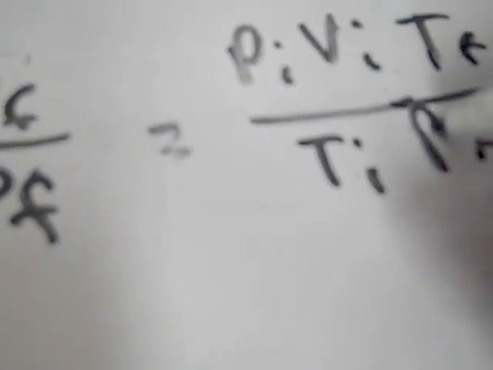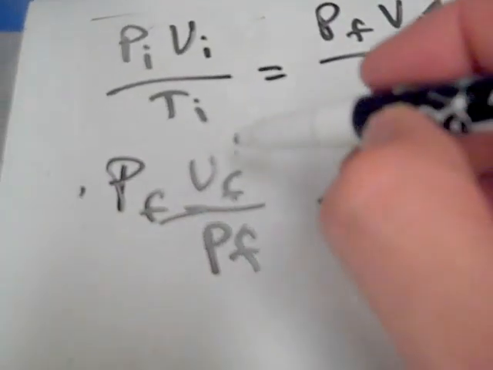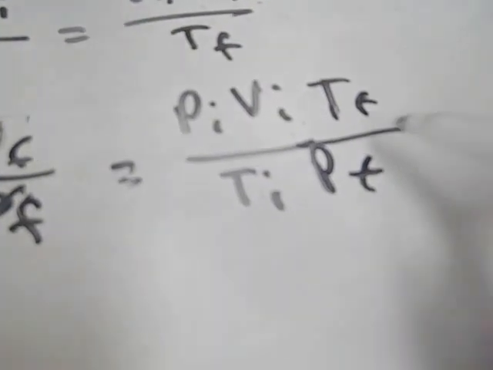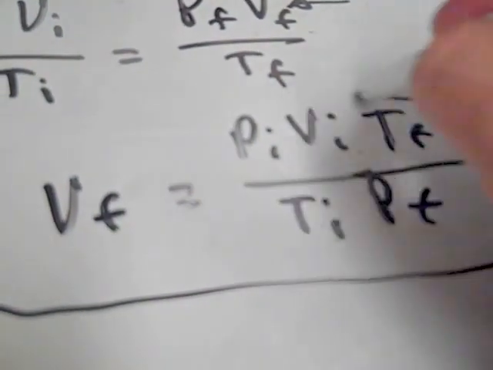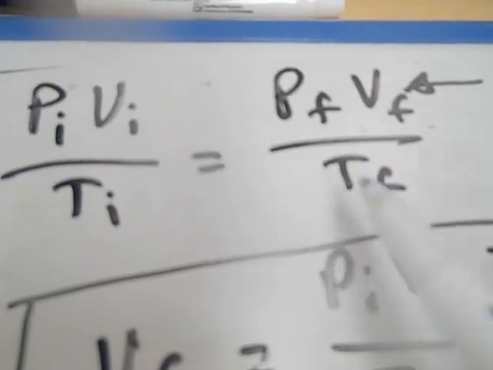I'm sorry, I got ahead of myself. Not V sub F, but P sub F. Excuse me, that's a mistake. P sub F drops off like that, and it stays here. So we're left with the equation dealing with V sub F, just like that. That's the rearranged combined gas law equation.